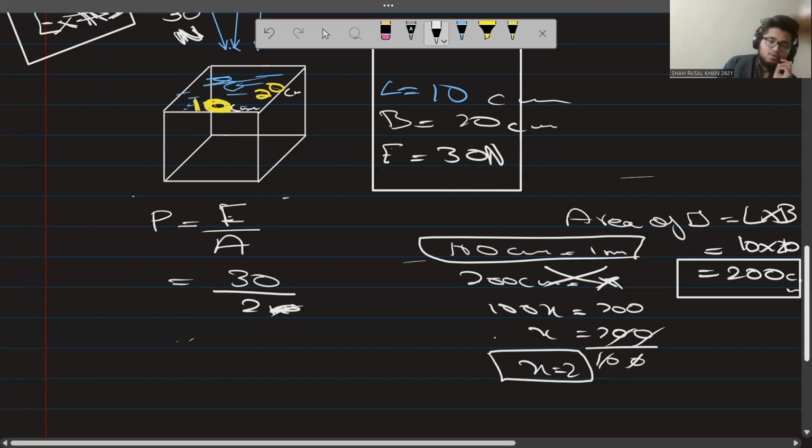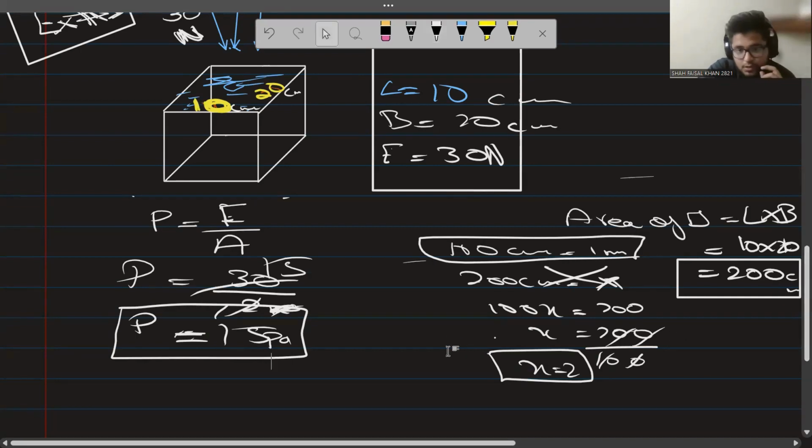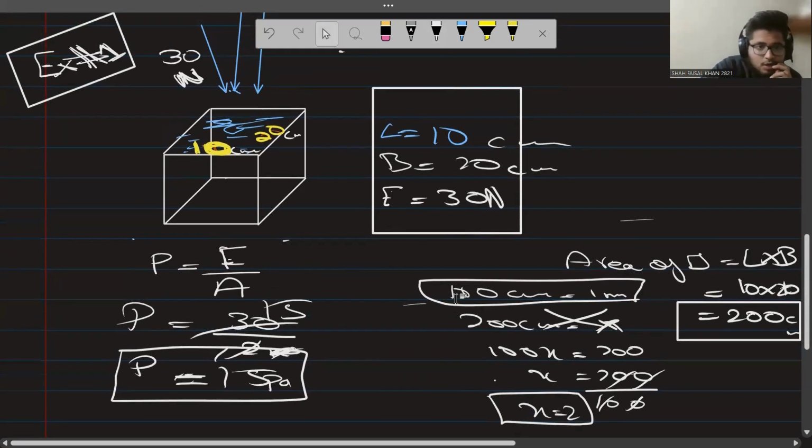So P will be 30 divided by 2, and 2 fifteens are 30. So the pressure will be 15 pascals, as the unit is pascals. So 15 pascals of pressure is applied on this 200 centimeter area or 2 meter area.